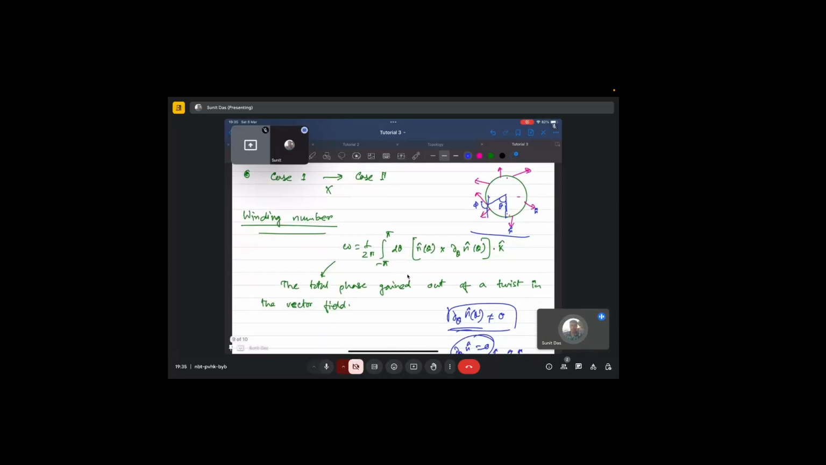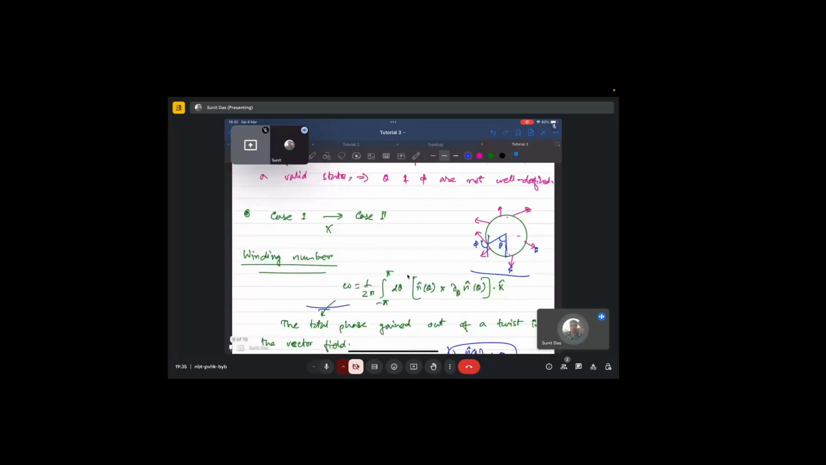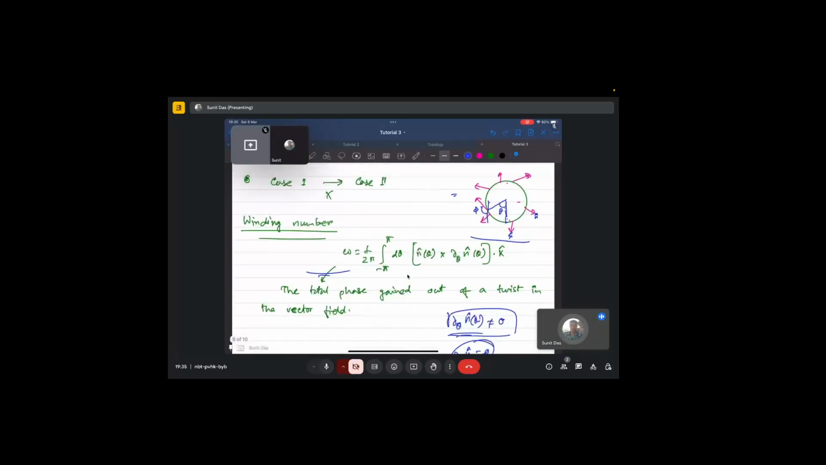So this is the general formula for the total phase gained out of a twist in a vector field. So a general vector field, nothing to do with physics, topology, topological insulators and so on. You can calculate the phase of the vector field from this expression.